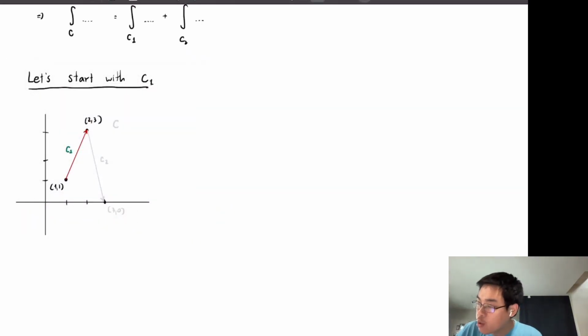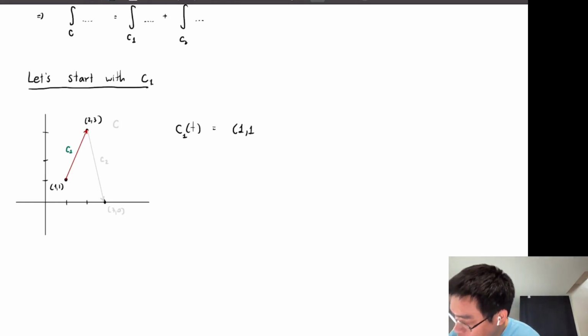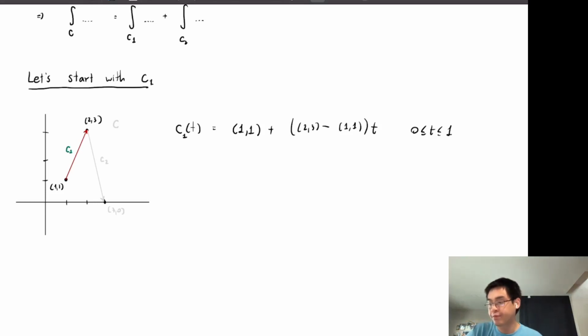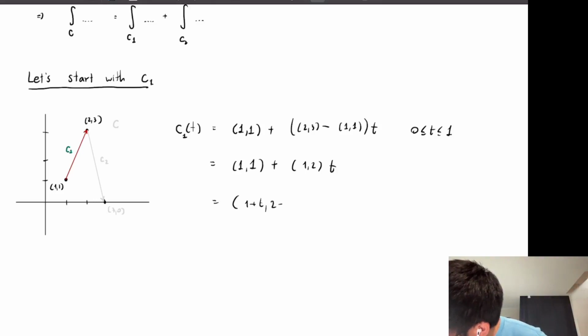Once we realize that, we can parameterize C1. The parameterization of C1 is the starting point, which is (1, 1), plus the end minus the start, (2, 3) minus (1, 1), times t, where t is between 0 and 1. 2 minus 1 is 1, 3 minus 1 is 2, so we get (1, 2) t. We multiply and add them together, so we get 1 plus t, and then 1 plus 2t, sorry. That is our x, and that is our y.